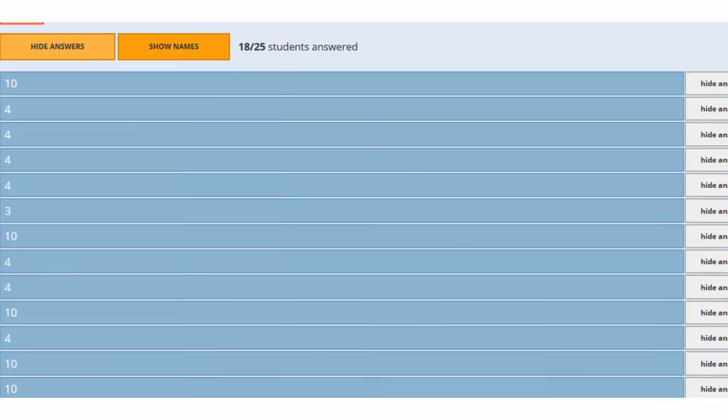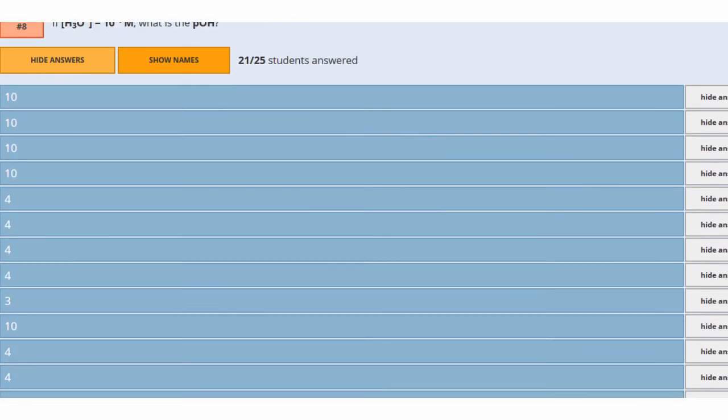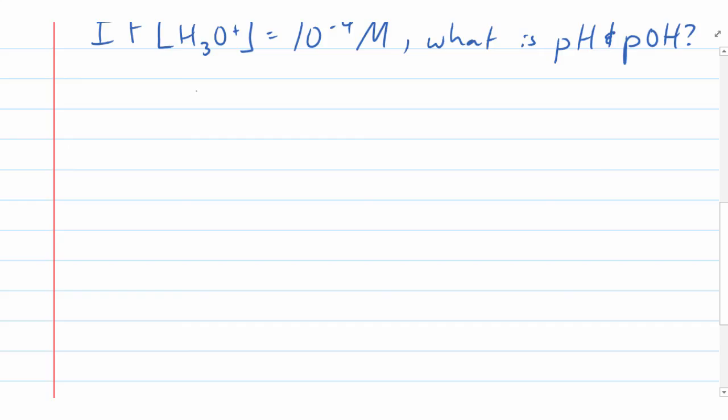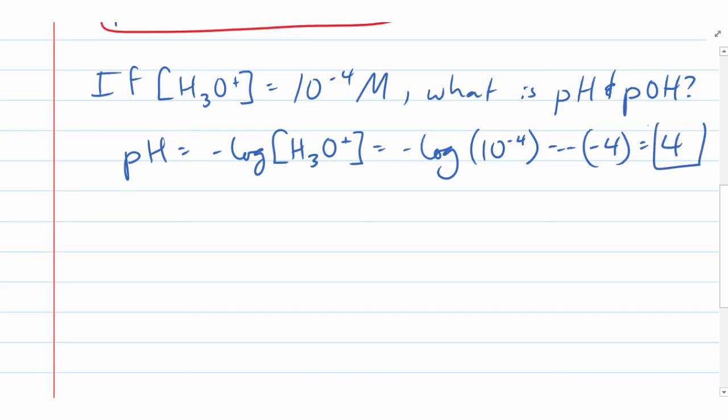The answer on this is going to be 10. Now, the reason for that, we come back here and see how these are calculated. Remember that the pH is equal to the negative logarithm of the hydronium ion concentration. And almost all of us got this one right, which means we're going to take the negative logarithm of 10 to the negative fourth. Log of 10 to the negative fourth is negative 4. We then take the opposite of negative 4, we wind up with an answer of 4.